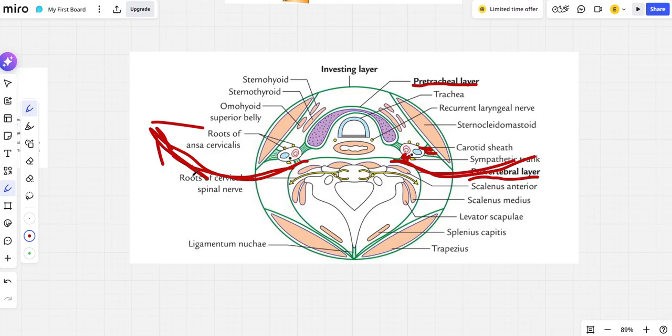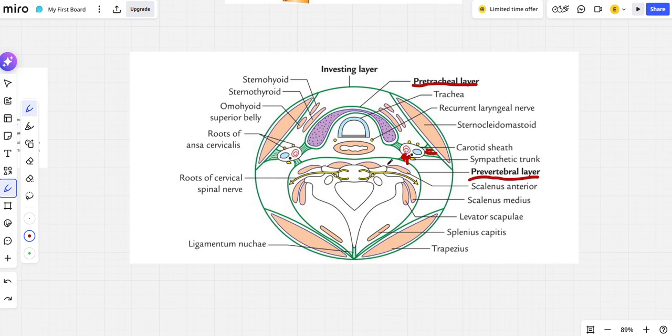So it encloses both arms, right? It encloses the brachial plexus and the axillary artery and continues into the axilla. An infection beneath this layer may spread to the posterior mediastinum, right?